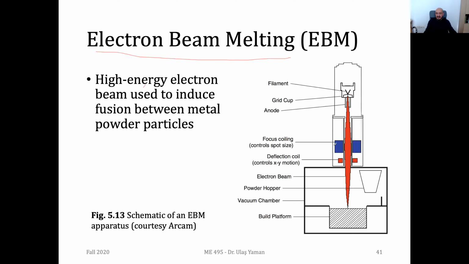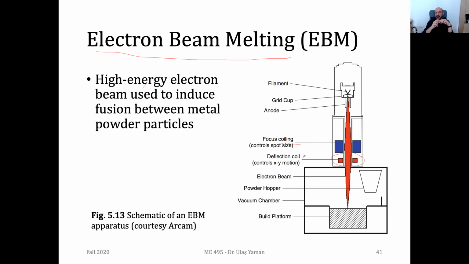And in the schematic, you can easily see that we have the electron beam generated, and we have tungsten filaments, or I don't remember exactly, but they obviously need to use some filaments to generate these electrons. And then this part is the anode, and we have some special coils for focusing the beam. And then this part is important. They have such special coils which are used to control this XY motion.